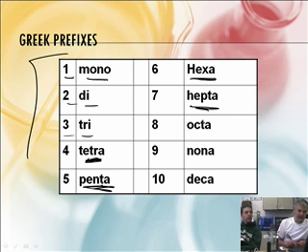Hexa is 6. Hepta is 7, like a heptathlon, an Olympic event. Octa, like an octopus, is 8. Nona is 9. And deca, like a decathlon or a decade, is 10. So write those down, okay?